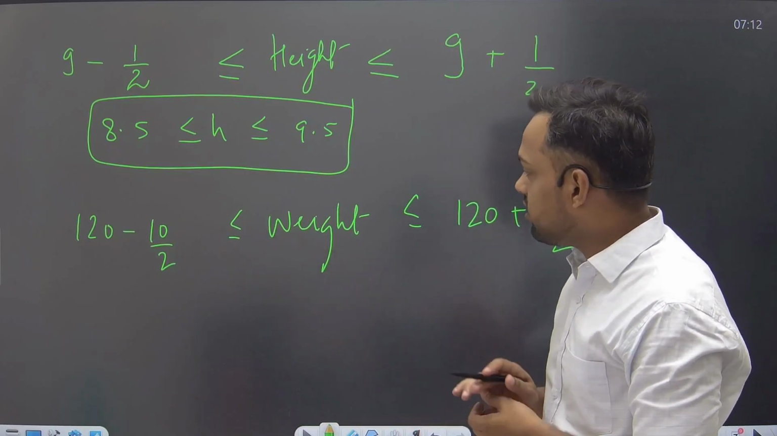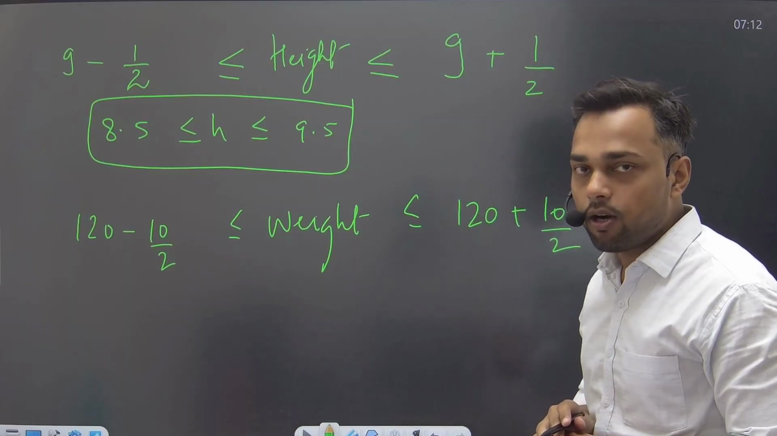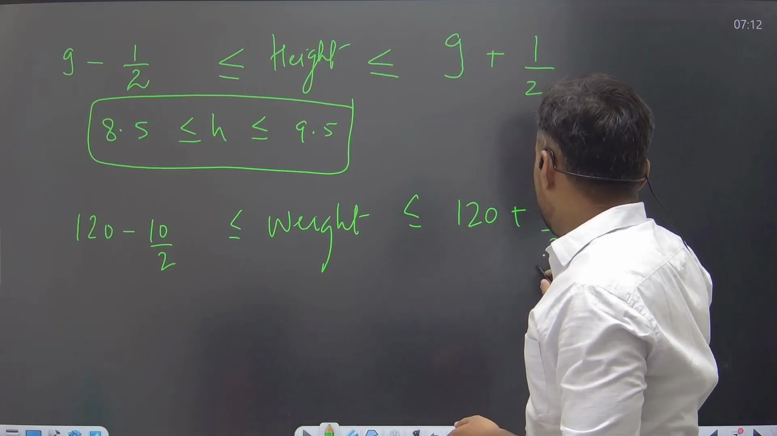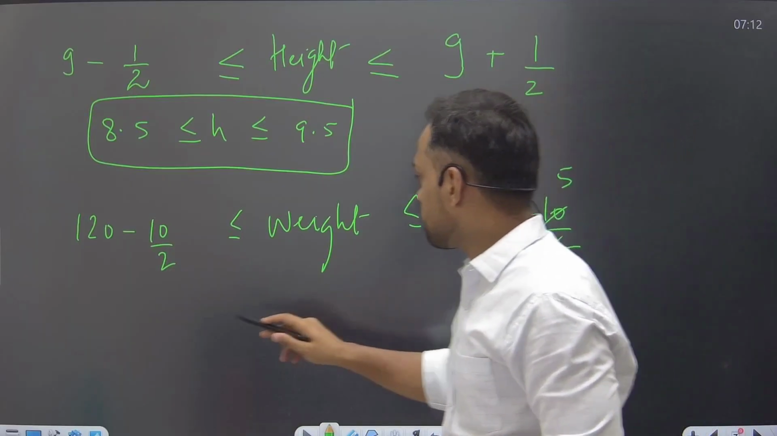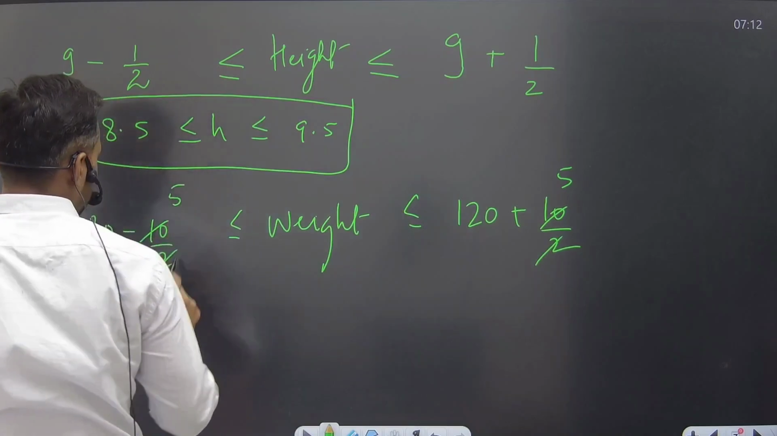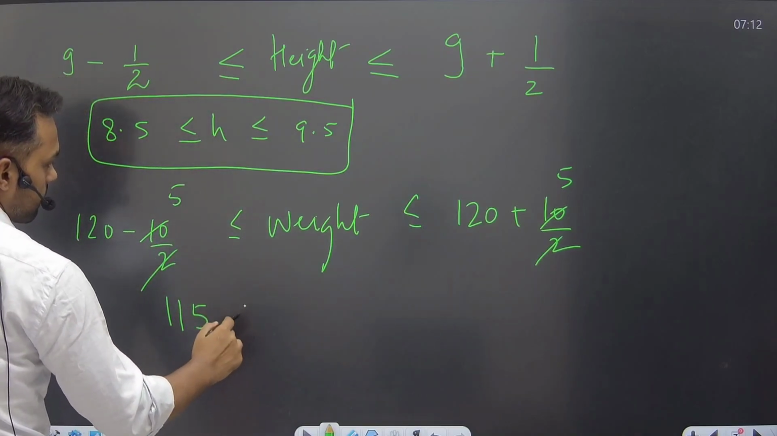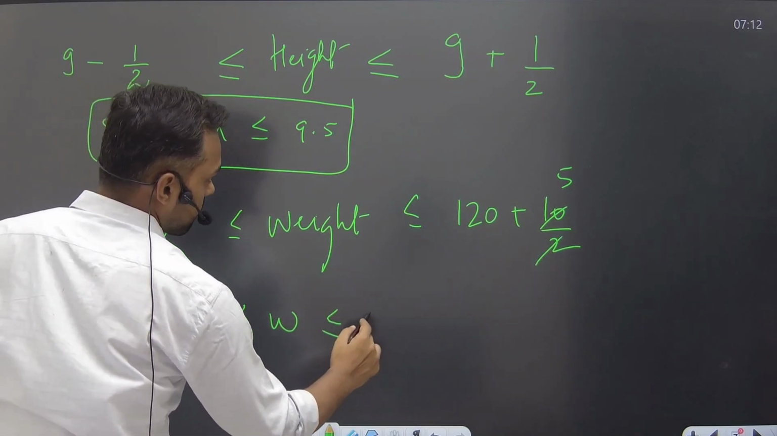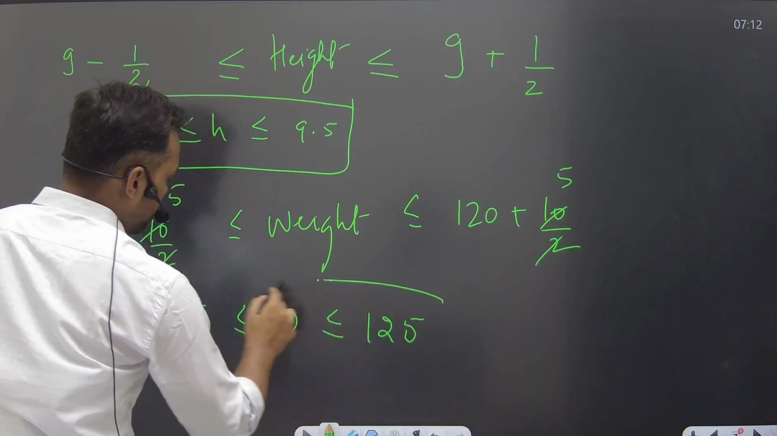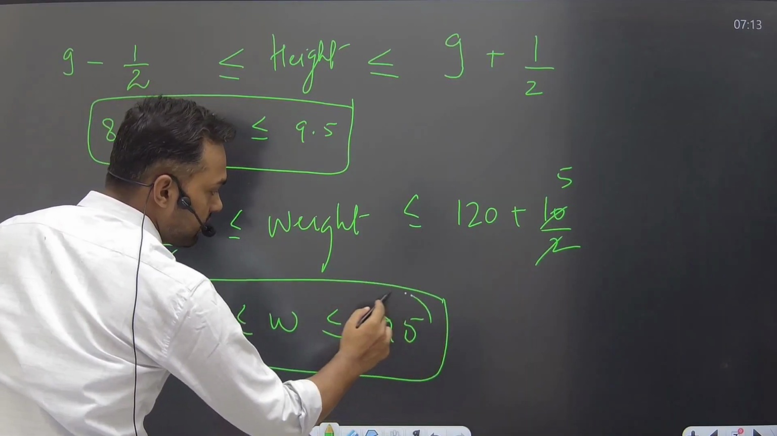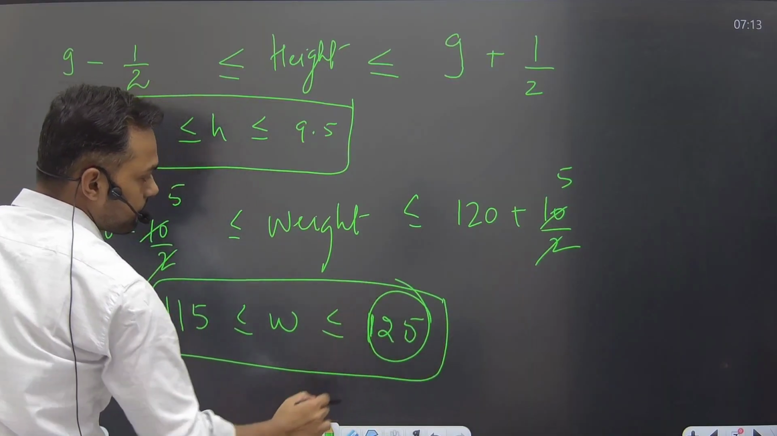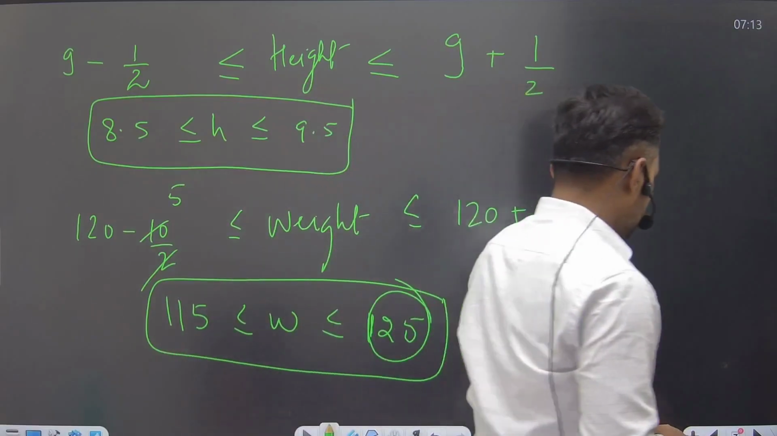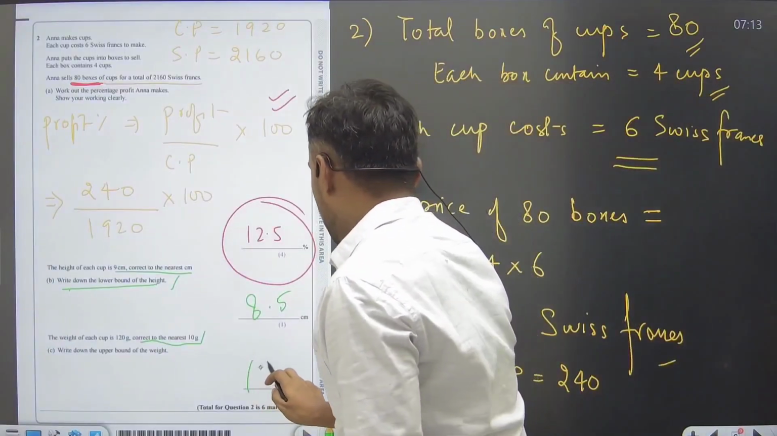Okay, now in this question they have asked for the upper bound of the weight. So here you will get the range for weight, students, and this is our upper bound, 125. So you just need to mention here 125 gram.